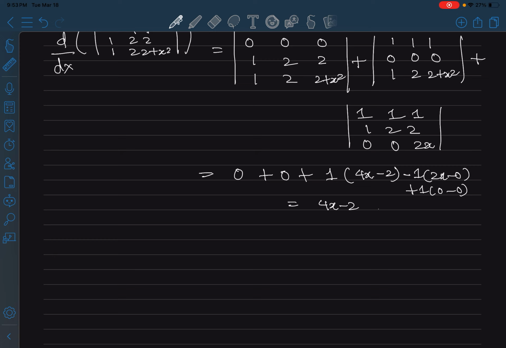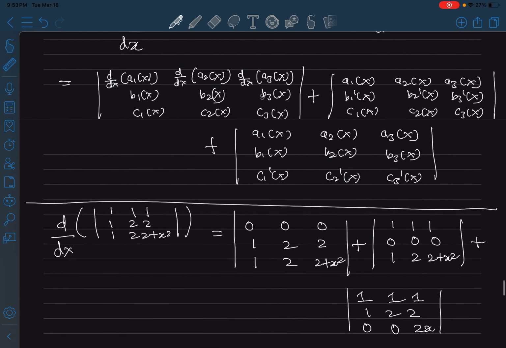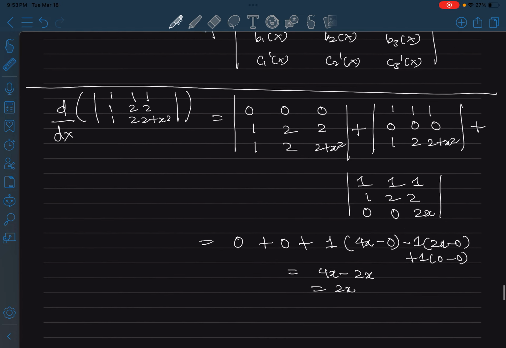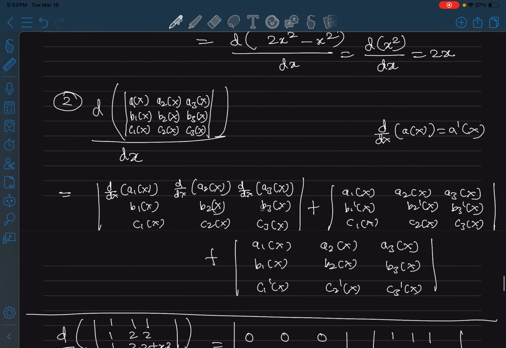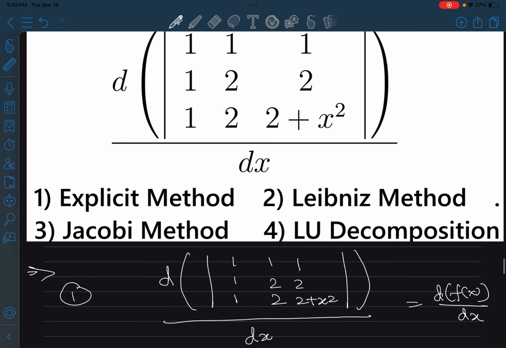Oh, is that really 4x? No, sorry, this is not 4x minus, this is just 4x minus 0. I'm sorry. 4x minus 4x, and then minus 2x, which is 2x. We again get the same thing, right? Okay, so this way also worked, and we see that this way was slightly easier because the determinant we had to find was easier, right? So this is the second way, which is Leibniz way.